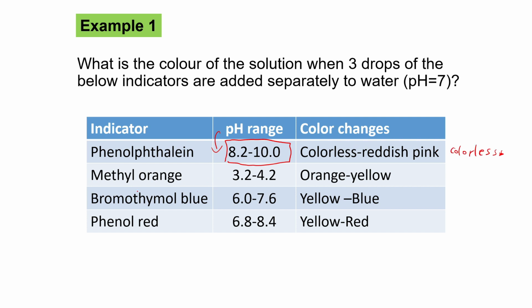So kalau untuk methyl orange, pH 7 di kawasan sini after 4.2. So kalau after 4.2 dia akan jadi yellow. So kalau untuk bromothymol blue, so 7 ialah in between sini, antara 6 dengan 7.6. So in between yellow and blue color. So color apa? Campuran dua-dua, green. Okay, sama juga di sini kalau 7 menghampiri sini, so color yellow.